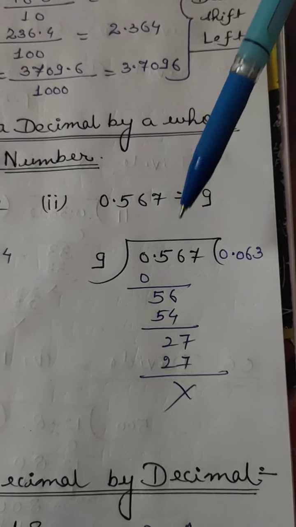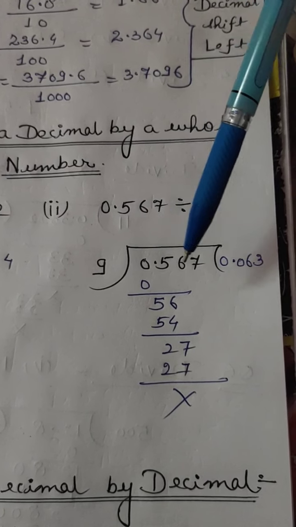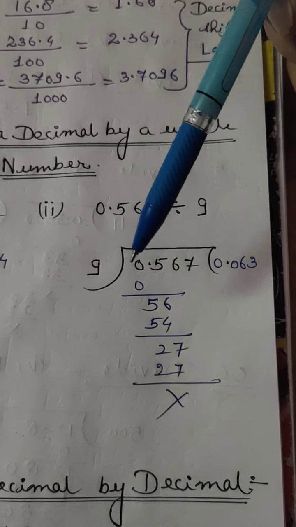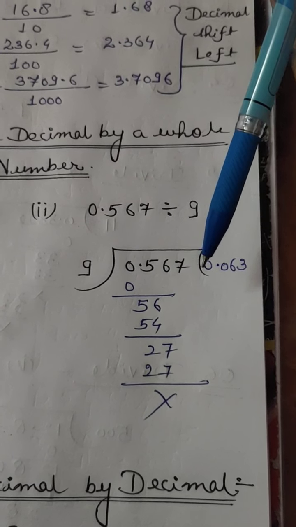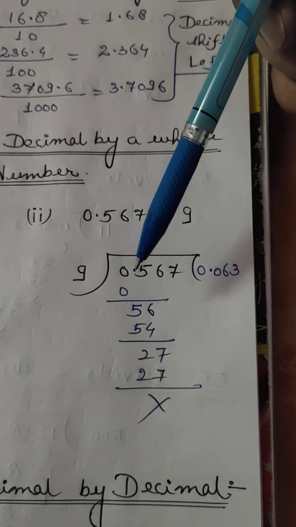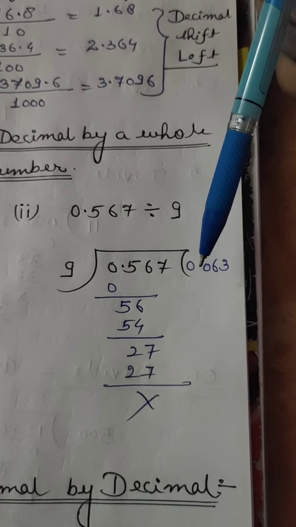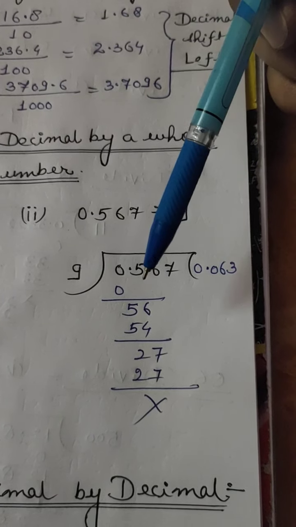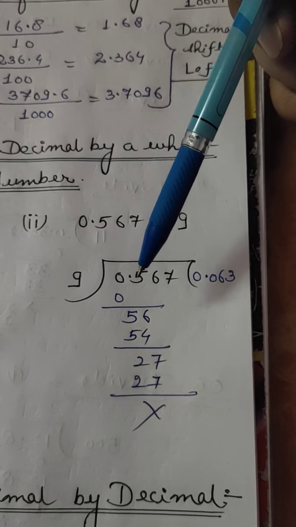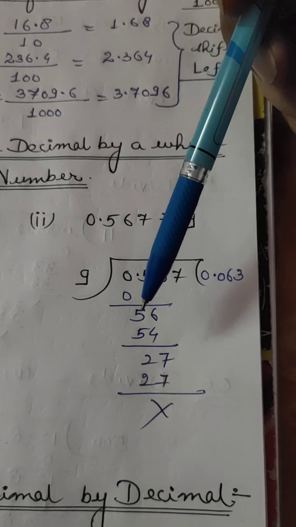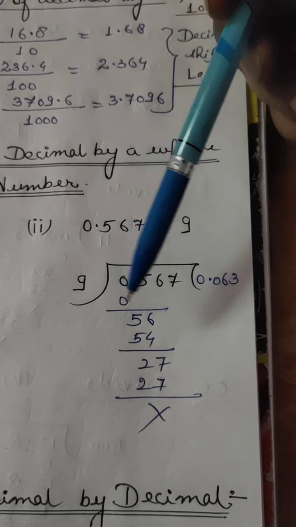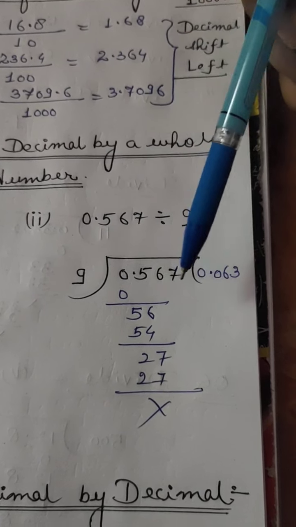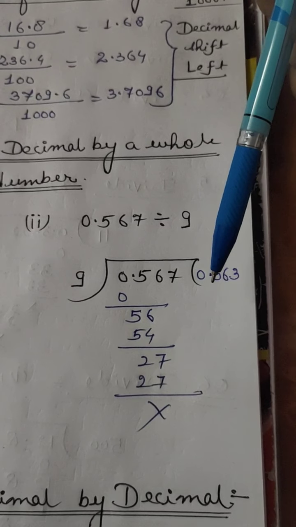0.567 is divided by 9. So here I have written 0.567. It is divided by 9. 9 cannot divide 0. So we have put the 0, and then the decimal is present. We have put a decimal over here. Then after the decimal, whatever digit there is, we just write it down. Okay, 5. Can 5 be divided by 9? No. So we have put a 0 here.